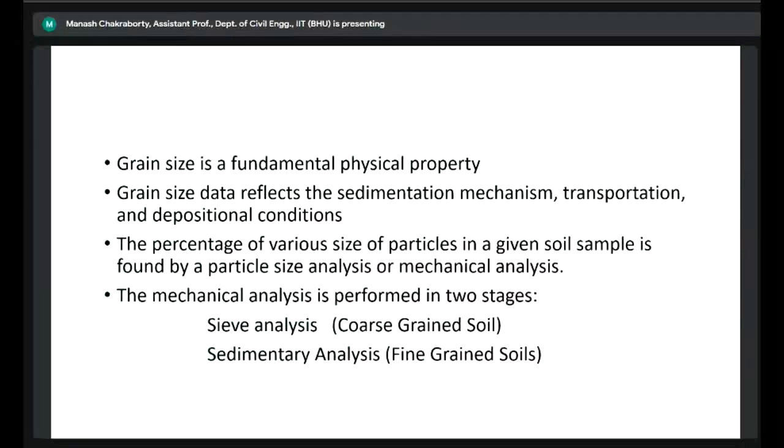Now it reflects not only the depositional aspect and transportation, but also the sedimentation mechanism. That's where we use sedimentary analysis also for understanding the grain size distribution curve, right? So for understanding this fundamental physical property, we normally perform two different kinds of tests: the sieve analysis and the sedimentary analysis. Sieve analysis is normally performed for coarse grained material, and sedimentary analysis for fine grained material.